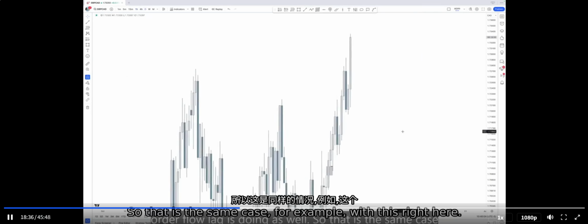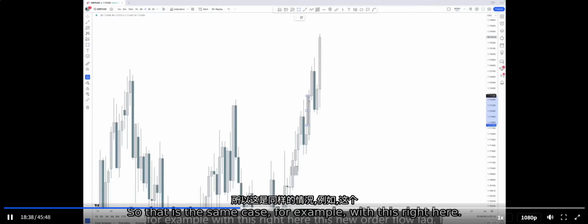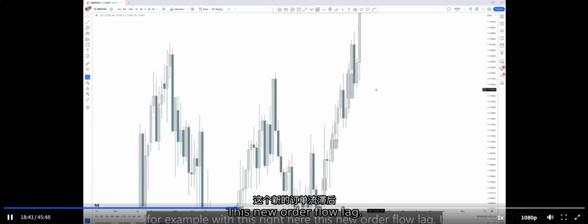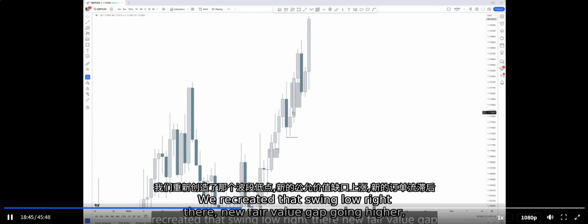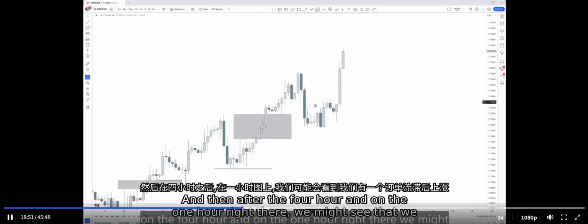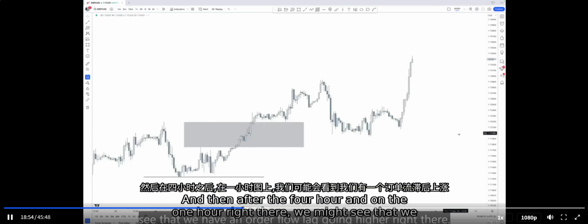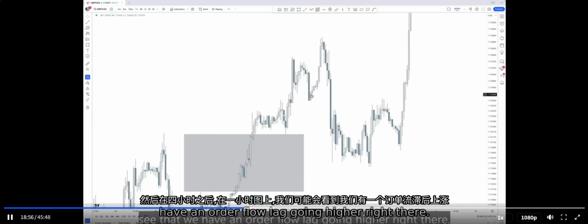So that is the same case, for example, with this right here, this new order flow leg, where we create that swing low right there, new fair value gap going higher, new order flow leg right there. And then after, on the 4 hour and on the 1 hour right there, we might see that we have an order flow leg going higher right there.